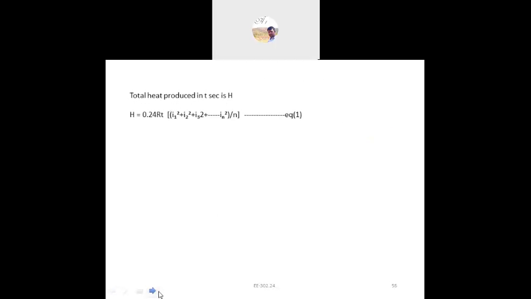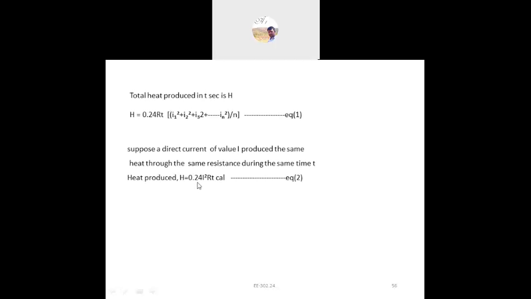So the total heat is produced by this. Now suppose a direct current of value I produces the same heat in the same resistor during the same time. So here we are coming from AC to DC. Similarly, if the same DC current flows through the resistor for the same time, the heat produced is 0.24 I squared R T.